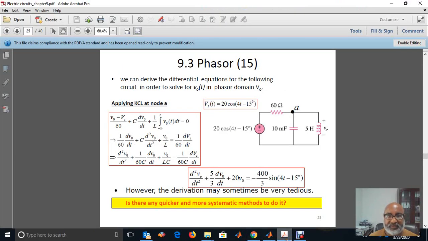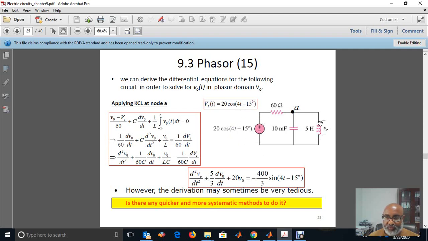Good afternoon, students. In the previous lecture, we studied phasor representation, how we go from time domain to phasor domain. Phasor representation means frequency domain representation for signals, for voltages, for currents, and also circuit elements. For example, Vs of t in time domain is 20 cosine of (40t minus 15 degrees). This will be represented in phasor form. We remove the time dependence, and it will be 20 e to the power of j minus 15 degrees, or 20 at an angle of minus 15 degrees.